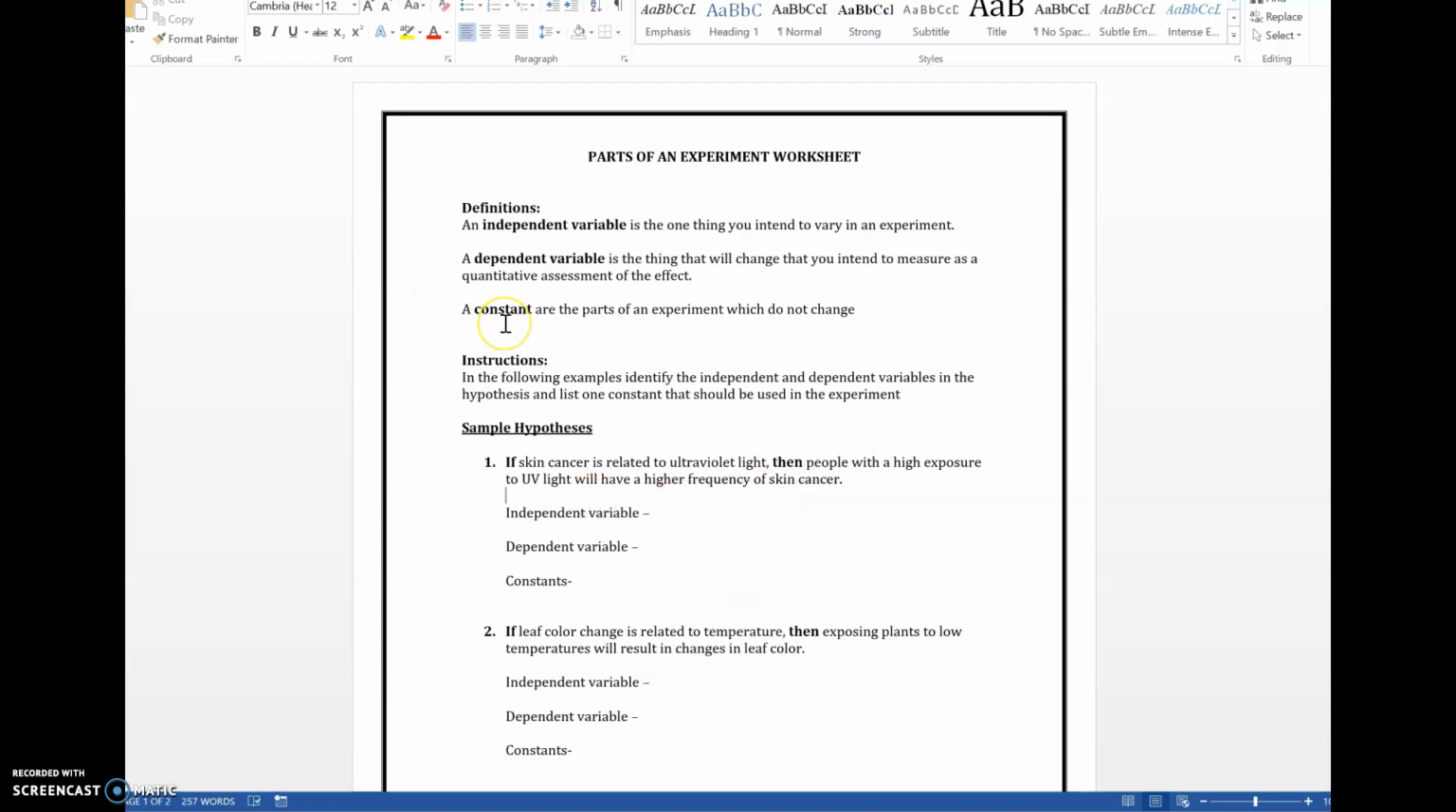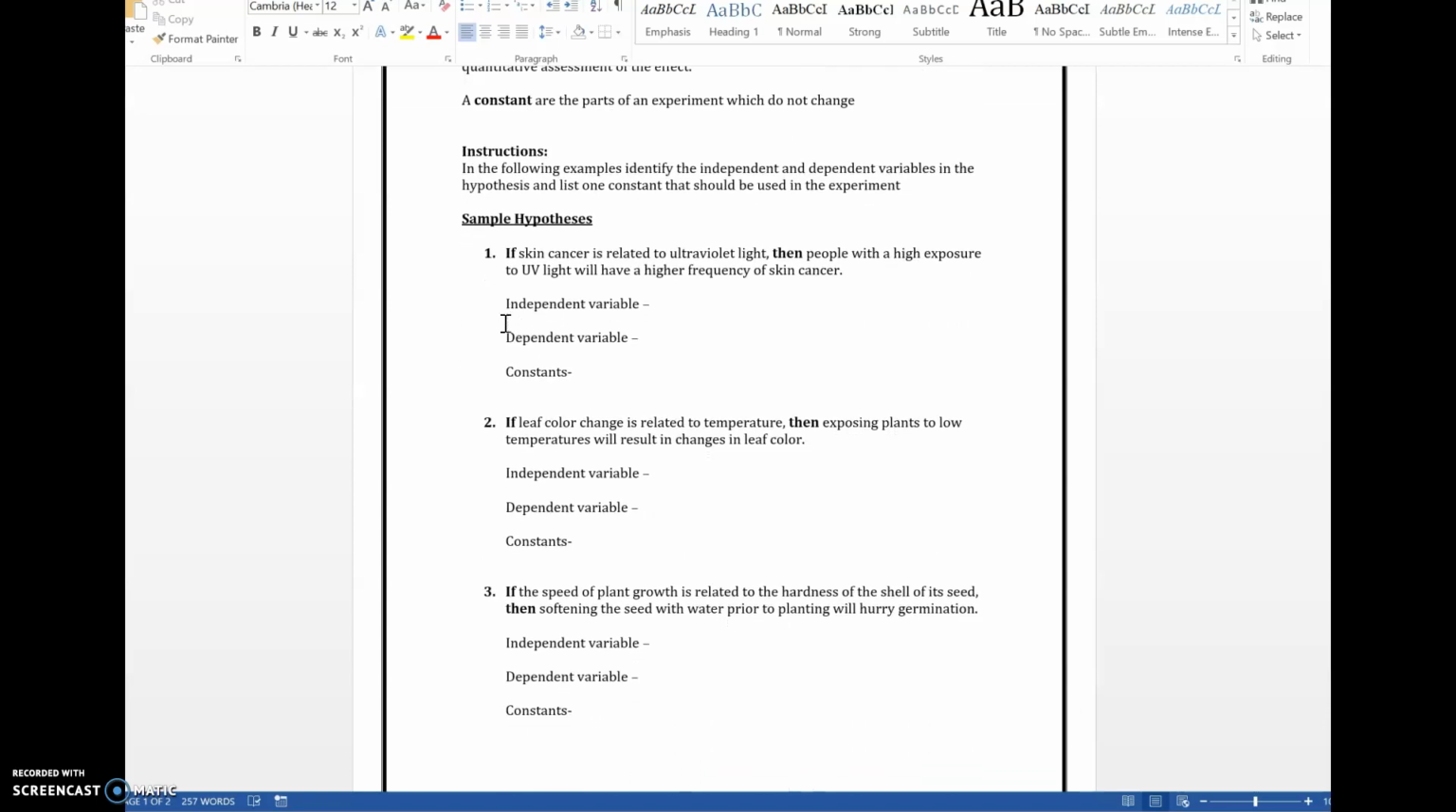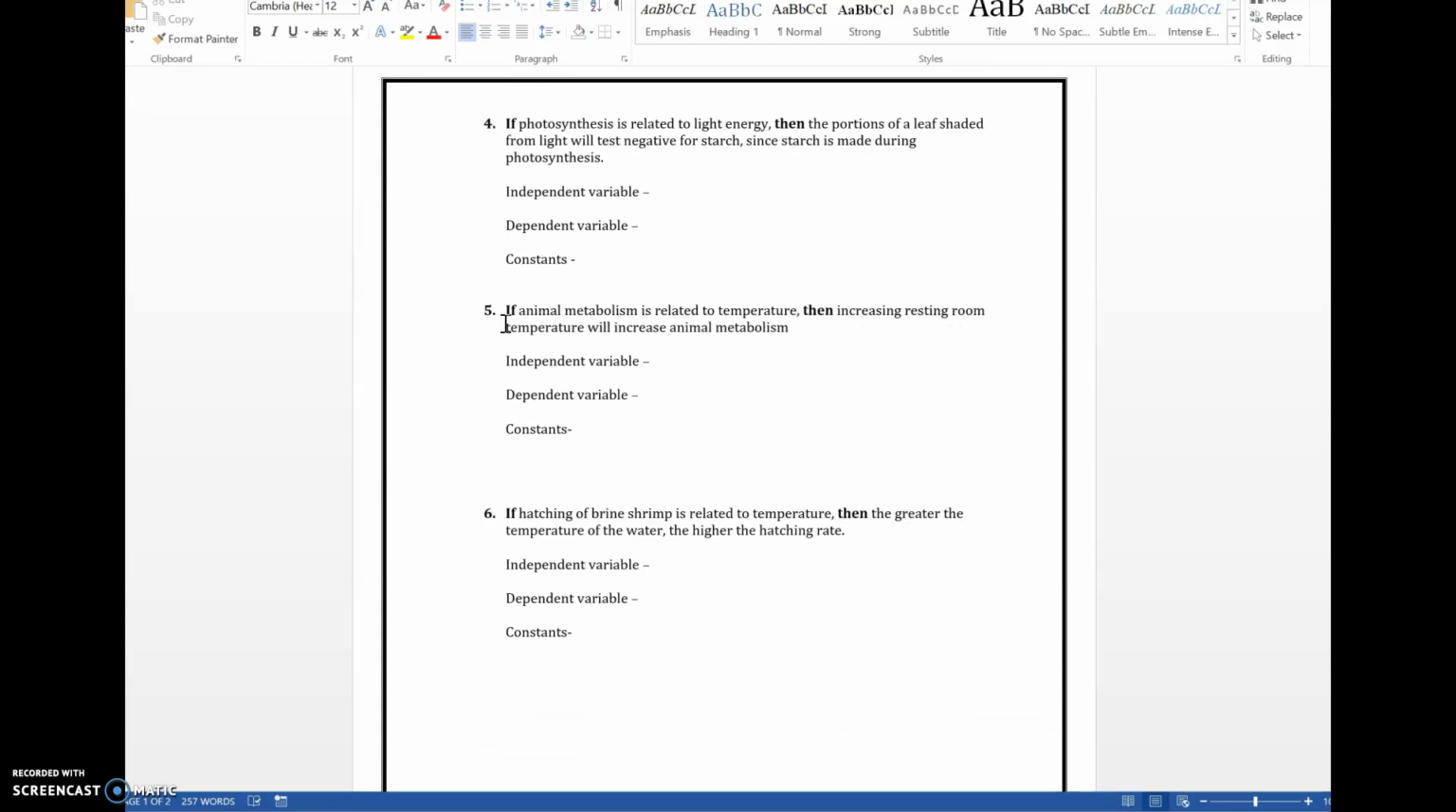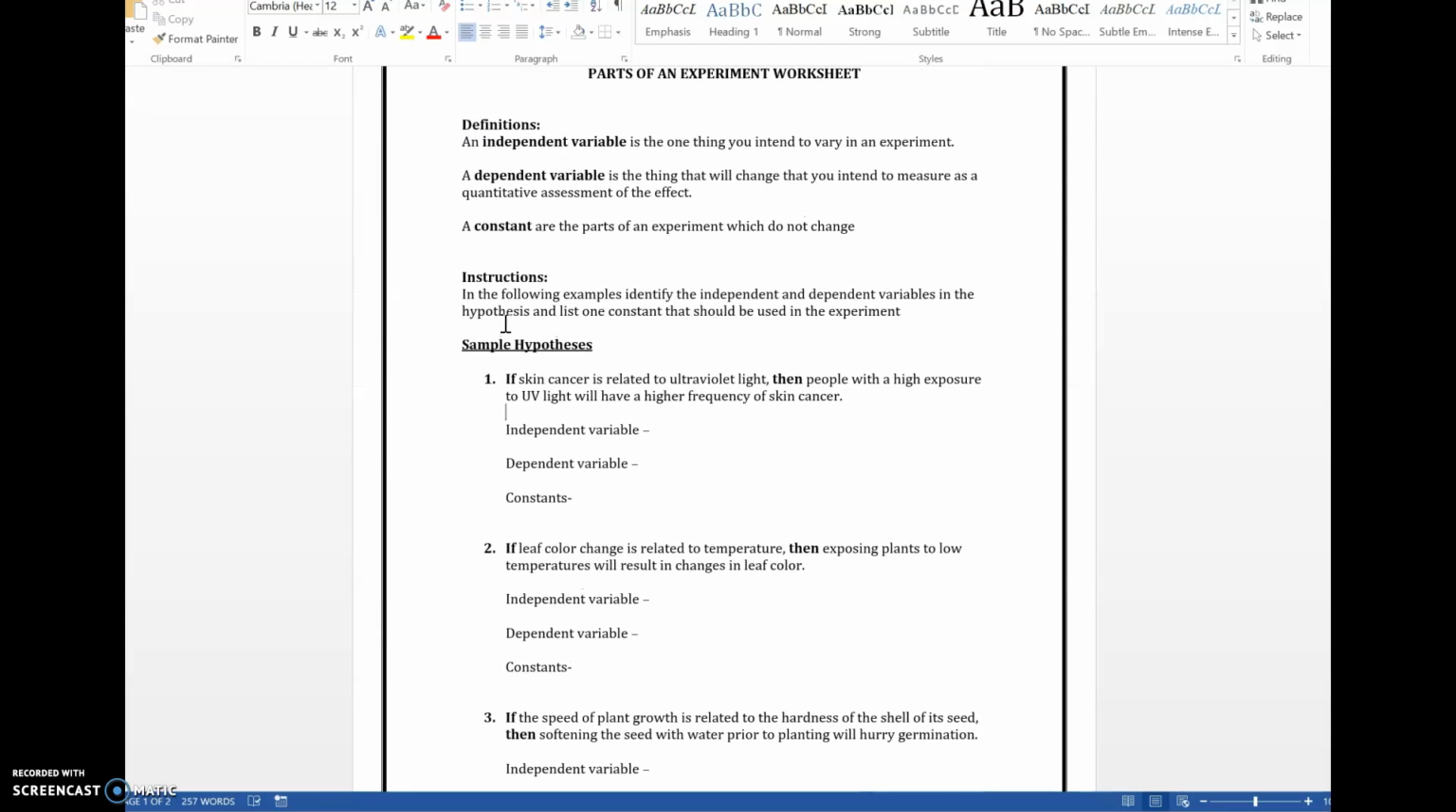The constants are those things that stay the same, and you worked on this a little bit in the previous assignment, but they're the things that stay the same. So you need to think about that. What is going to stay the same in the experiment from person to person so that it does not impact the experiment? And I'll walk you through a couple of these so that you have an idea of what you're doing. So you're going to do 1, 2, 3, 4, 5, 6 of these. Using the statement, you're going to fill in what the independent variable is, the dependent, and then the constant. You can just type your answer right here and then save it and upload it to Canvas.